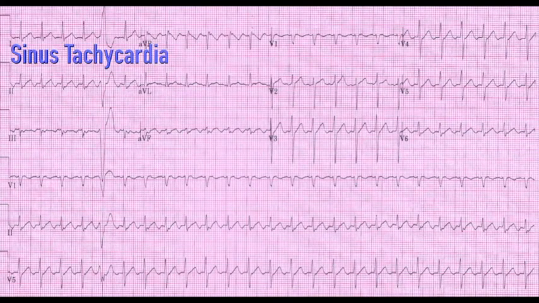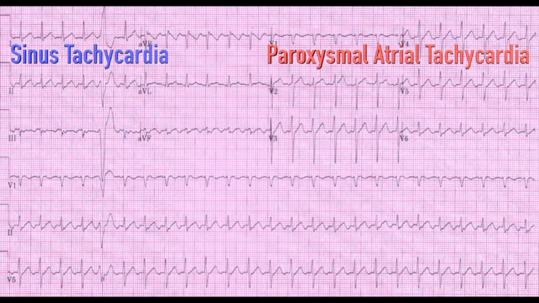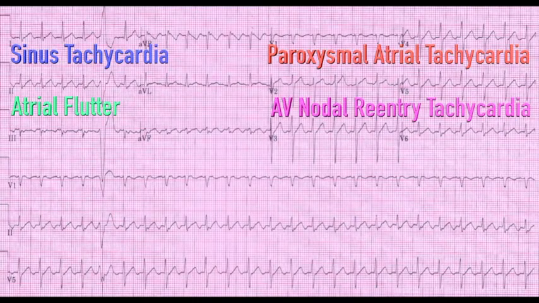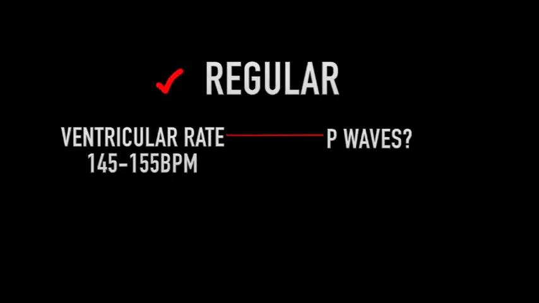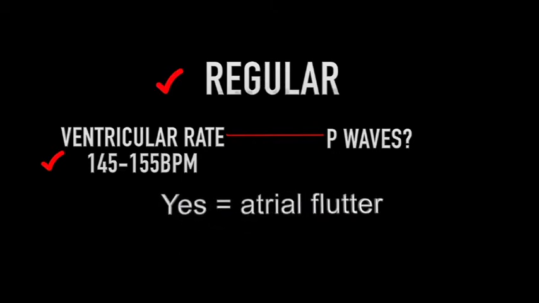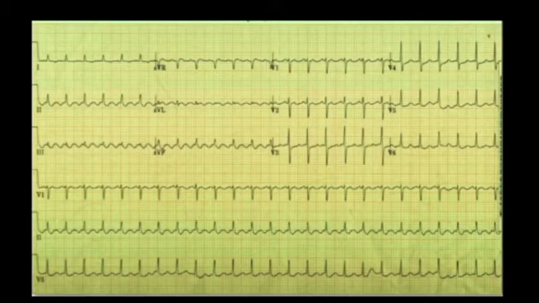In this case, the ventricular response is regular. This limits the differential diagnosis to one of 4 categories: 1, a sinus tachycardia, 2, paroxysmal atrial tachycardia, 3, atrial flutter, or 4, a reentrant tachycardia. This is a regular rhythm. Now my next decision is to determine if the ventricular response rate is 145 to 155 beats per minute and constant. If the answer to this question is yes, then the most likely diagnosis is atrial flutter. This ECG is a classic presentation of atrial flutter.